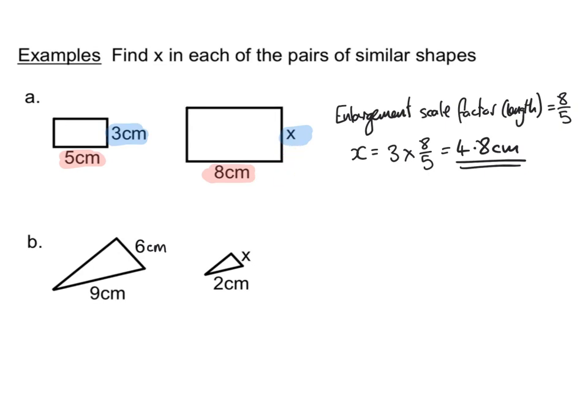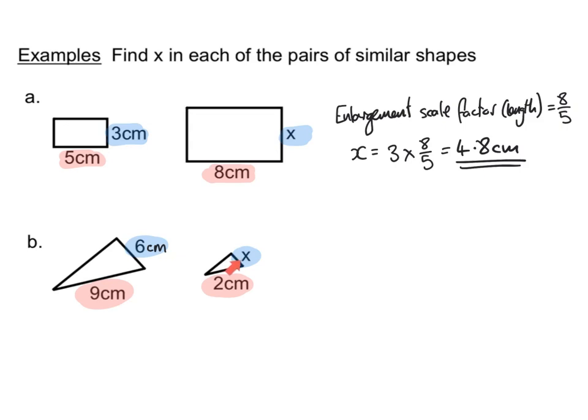For the next question, again, I'm going to start by identifying which sides correspond to each other and then using that to decide whether I'm doing an enlargement question or a reduction question. So let's see, this 9 here, the corresponding side on the other shape is going to be the longer side of the other shape, which is going to be the 2 here, and the 6 is in a similar position to this x here, so those two sides correspond to each other.